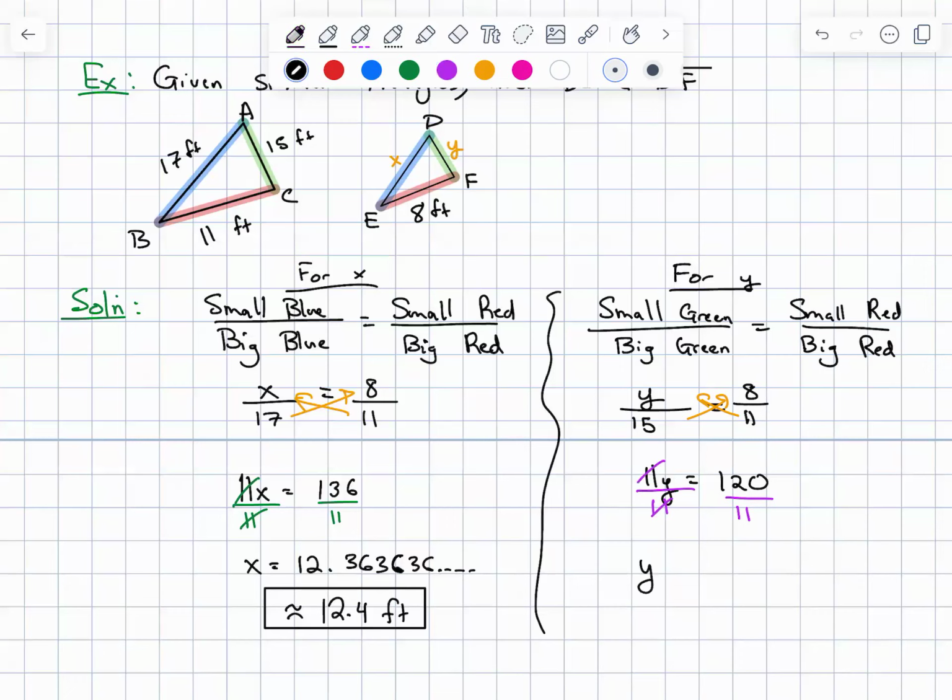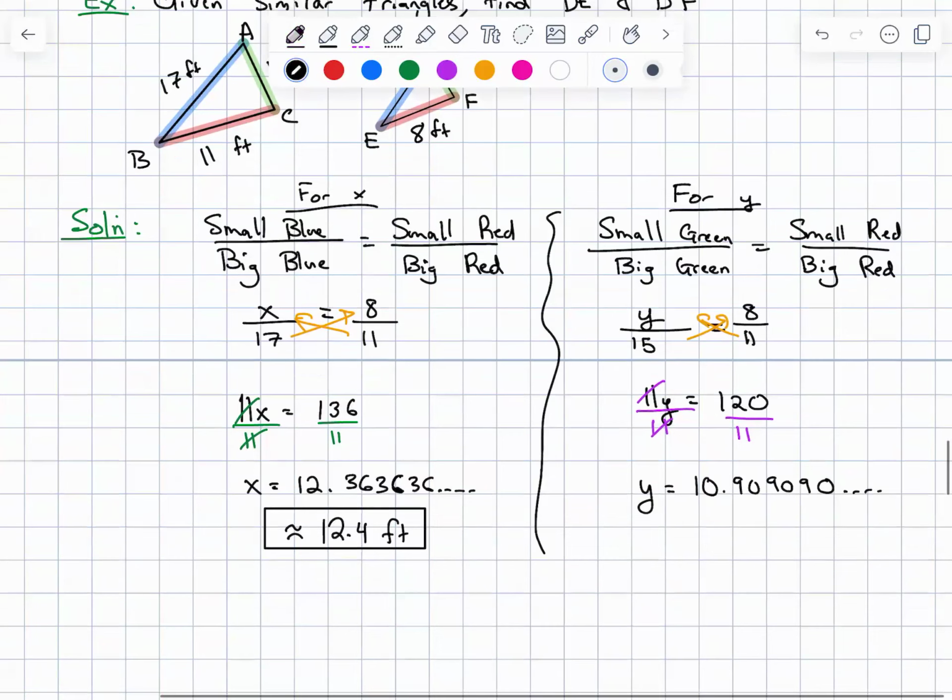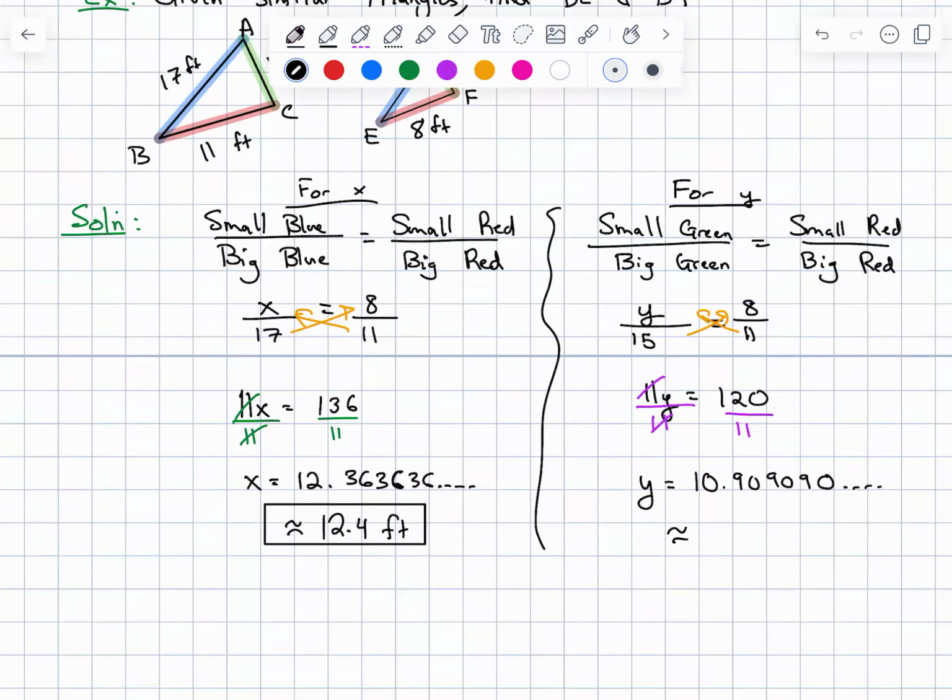And Y will equal, if you plug it into your calculator, 10.909090 on and on forever. So approximately, if we're rounding to the nearest tenth, we're looking at the first decimal spot. The number to the right is 0, so we will round down because it's less than 5 and just get 10.9 feet.